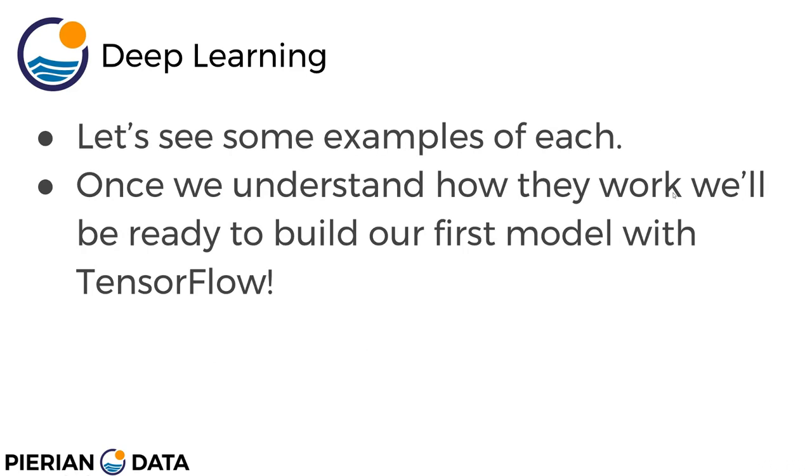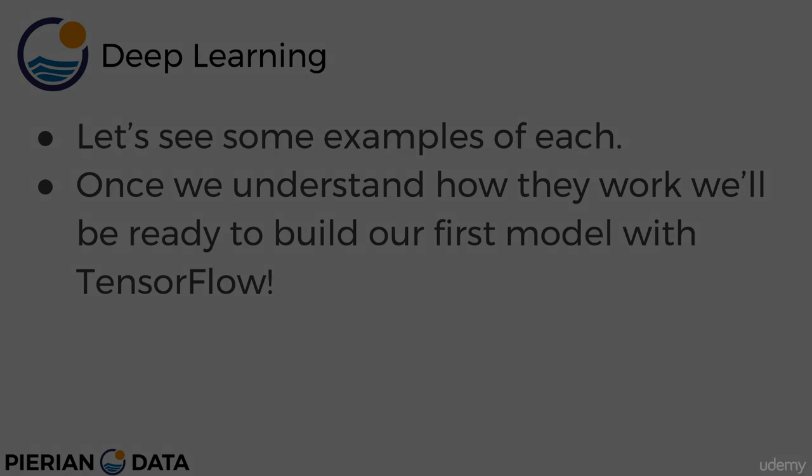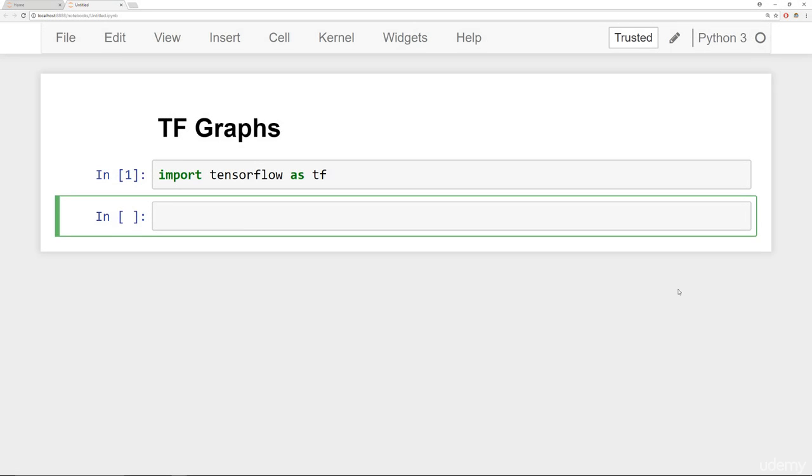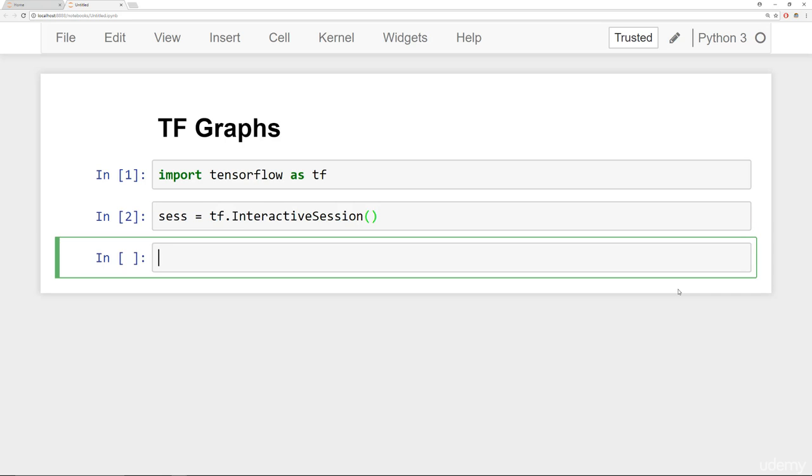Alright, let's go ahead and see some examples of each, and then once we understand placeholders and variables, we're going to be ready to build our first model in TensorFlow. Let's open up a Jupyter Notebook. I'm going to show you the syntax used in TensorFlow for variables and placeholders. I'm going to create an interactive session here, tf.InteractiveSession, so that I can run all of this in different cells.